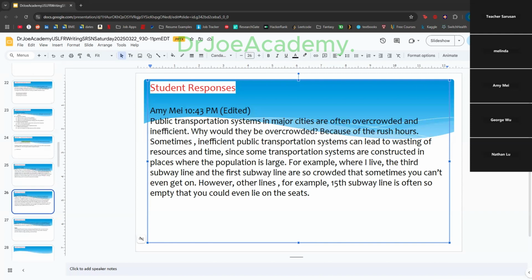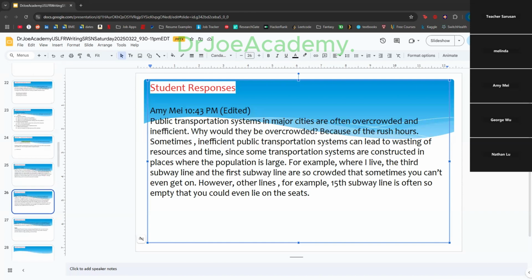All right, so good job of including a bit of a personal anecdote here. Very interesting. It's a good point to make here. It adds some good detail. So let's proofread this. Public transportation systems in major cities are often overcrowded and inefficient. Why would they be overcrowded? Because of the rush hours.